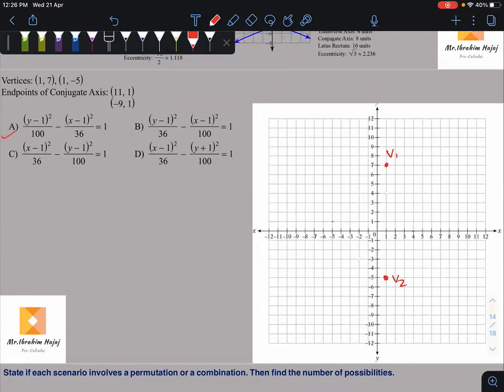So we can quickly say that the answer is either A or B, because it opens up and down, so the y should be positive. Halfway between V1 and V2 is going to give us the center, so we find the midpoint between the two vertices. We add up 1 plus 1 over 2 and 7 plus -5 all over 2, which is 2 over 2, which is 1, and 7 minus 5, which is 2 over 2, which is 1. So the center will be at (1, 1), which is halfway between.